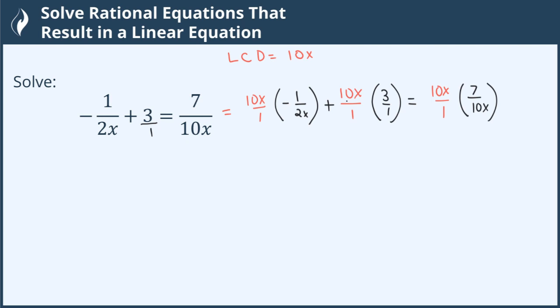Next, what are we going to do with each of these? So 10x and 2x. Well, 2x goes into itself once. It goes into 10x 5 times. Okay, so we do that. Here we have nothing to cross cancel, and here both of those completely cross cancel. So from the first term, what we're left with is 5 times a negative 1. So that's going to give me a negative 5. In my next term, we have 10x times 3, so we're going to have 30x when you multiply those out. And that's going to be equal to 7 because the 10x cancels out.